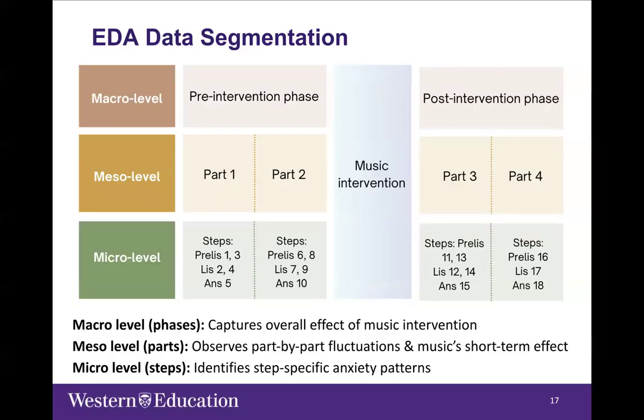At the micro level, we divided each part into 3 structural steps: pre-listening, where participants preview the questions; listening, during the audio playback; and answering, where they wrote their responses. By doing so, we pinpointed precise moments of emotional fluctuation within each task. This resulted in 18 total segments: 7 pre-listening, 7 listening, and 4 answering steps. This 3-level segmentation was crucial to capturing the complexity of emotional arousal throughout the test.